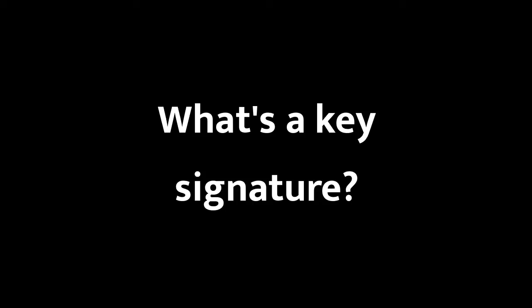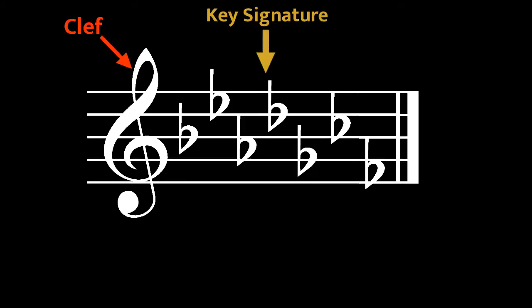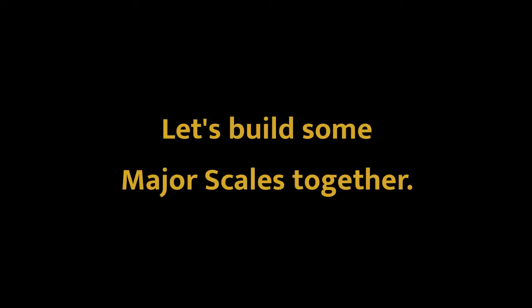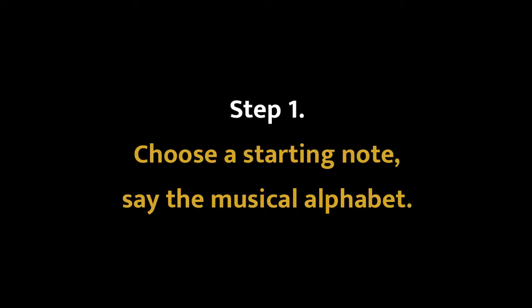It is the directions from a specific starting place or note to achieve a major scale in this case, or a minor scale in another case. You'll see key signatures represented in written music right after the clef. They look like this. Let's build a few scales together to illustrate this process. Step 1, choose a starting note and say the musical alphabet.